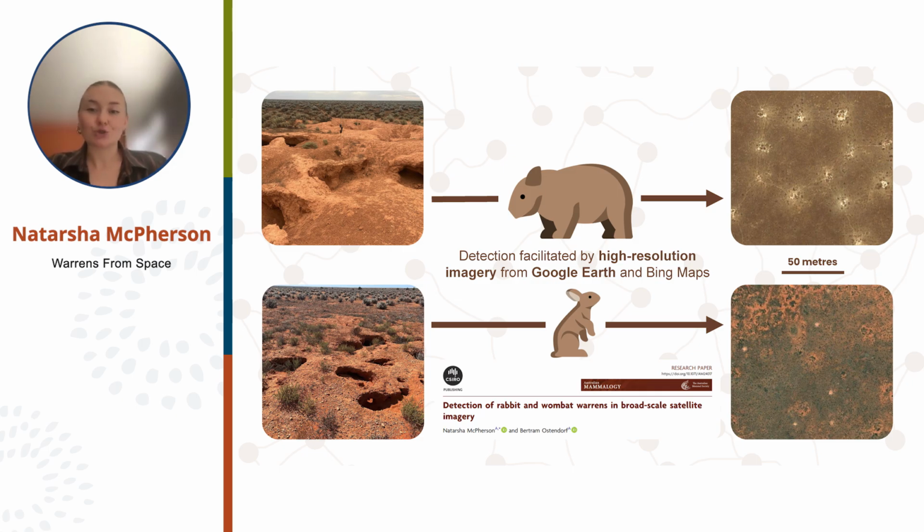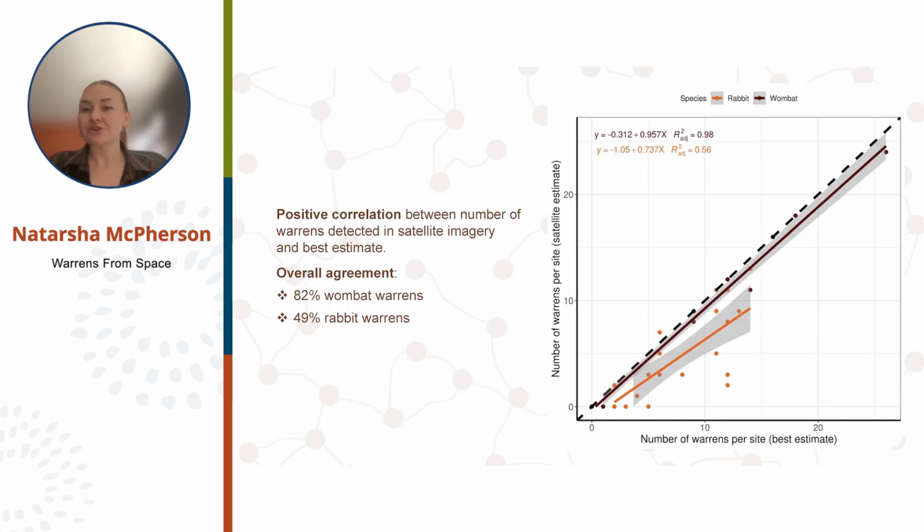I don't have time for too many details, but we validated the potential of this approach by comparing the process of manual digitization from satellite imagery in ArcGIS Pro with field survey data that we collected in the region. From this overview, we observed a positive relationship between warrens detected in imagery and those observed on the ground. So for rabbits, user accuracy was around 81%, meaning that most digitized warrens were correctly identified. Overall agreement accounting for omissions was around 49%.